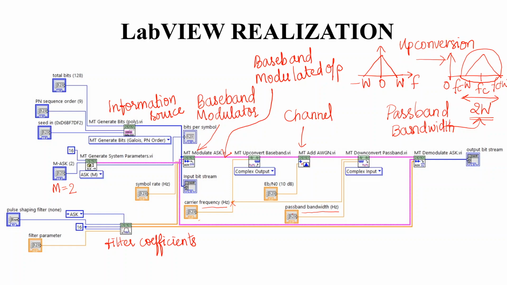The next block on the receiver structure is Demodulate ASK. Demodulate ASK we have already seen in the previous lab. The first input to this is a complex waveform. The second input is the ASK system parameters reference, which we are going to provide from the input side. And then we need the information about the matched filter coefficients, which was previously generated on the transmitter section, in the generate filter parameter. The output of this is directly going to give you the output bit stream.